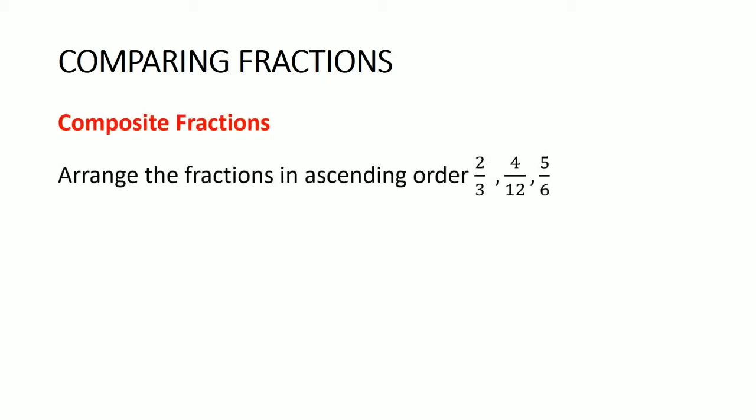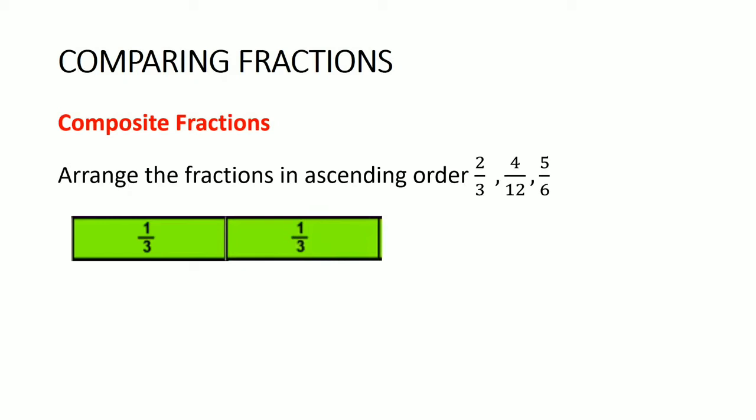Now let us turn our attention to composite fractions. Suppose you had to arrange the fractions in ascending order: 2/3, 4/12, and 5/6. Then, like with the unit fraction, we use the fraction walls. We use the third strip, and because we see 2/3, we use 2 of these strips and put them alongside each other.